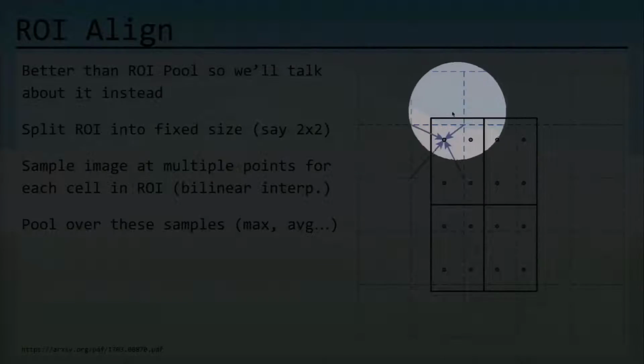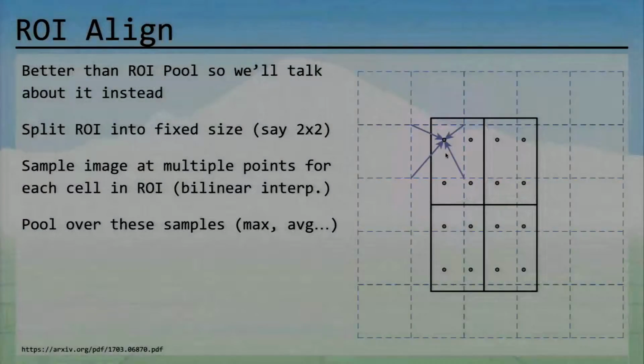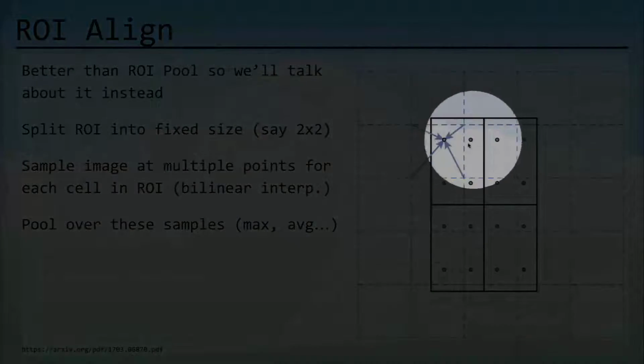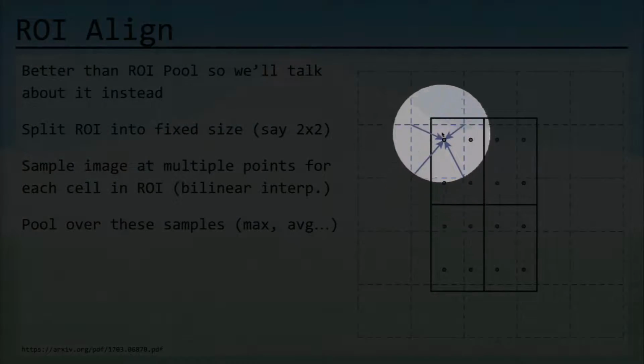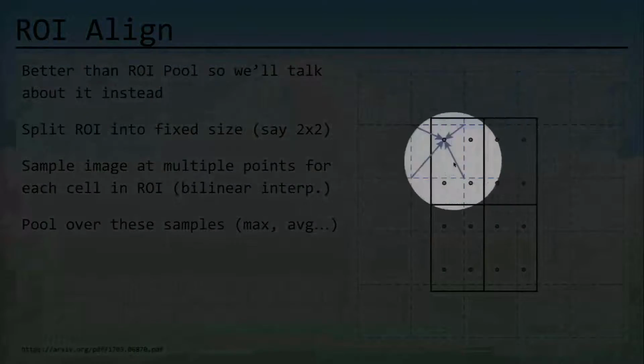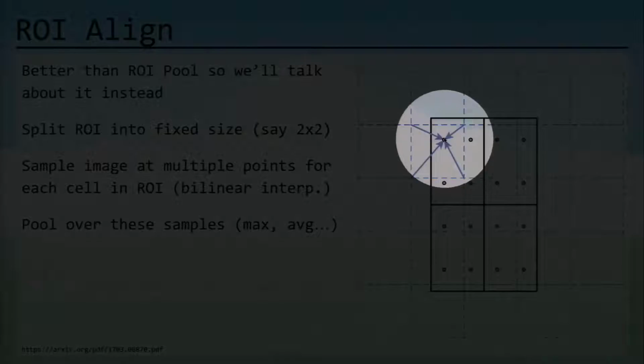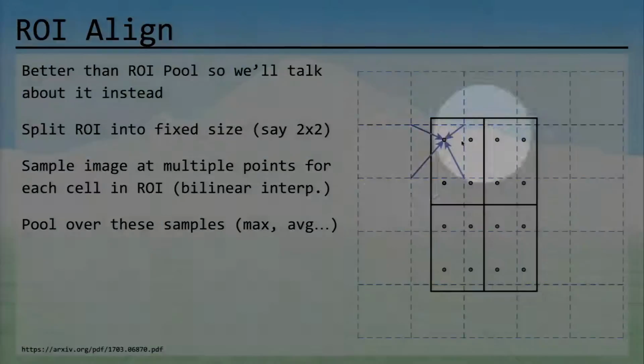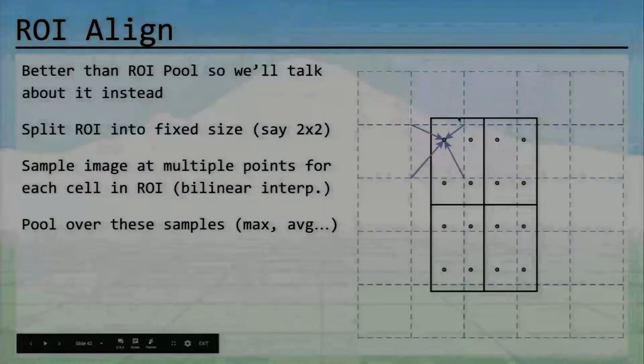So in each of these pixels that we want to produce in the output feature map, we're going to sample a fixed number of points. In this case, we're also going to be sampling a 2x2 little grid of points. And for each of these points in each of these pixels, we're going to just do bilinear interpolation from the original feature map that we're looking at.